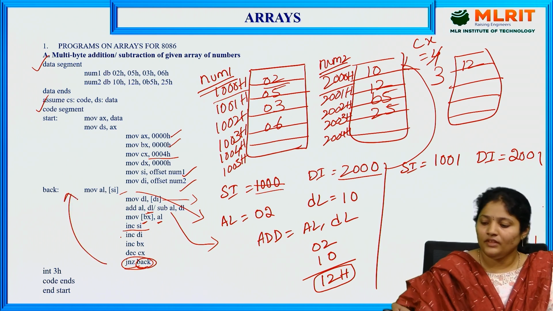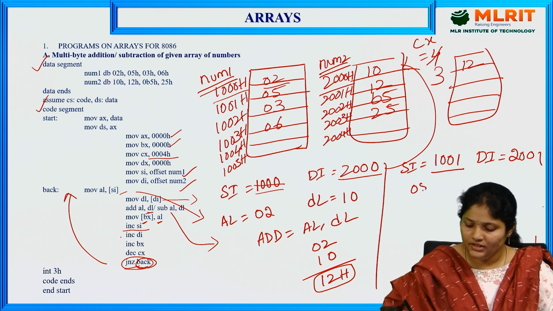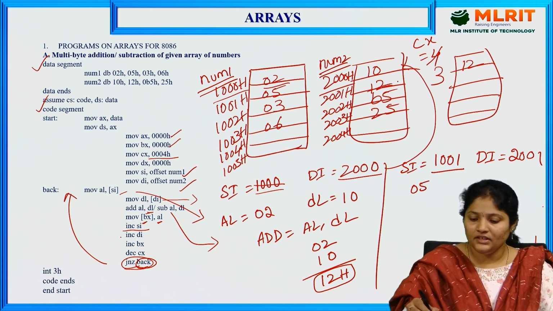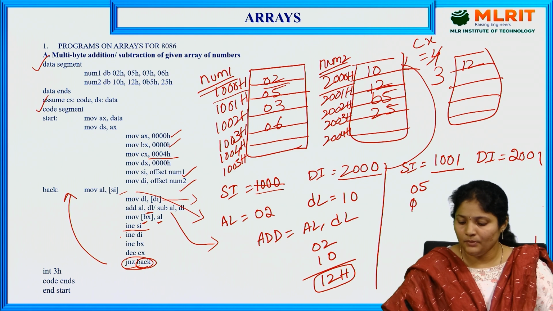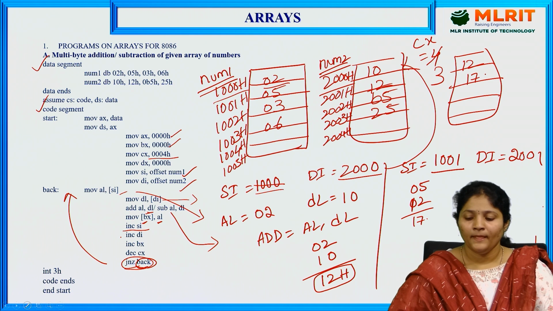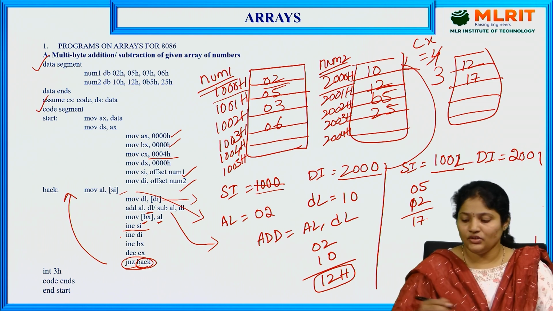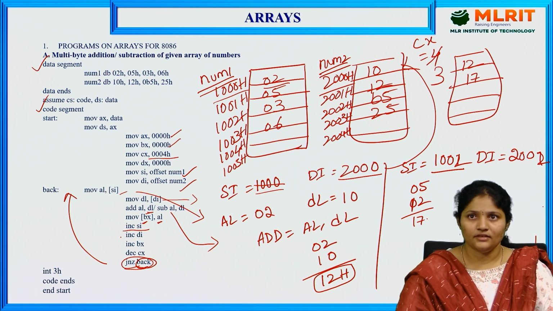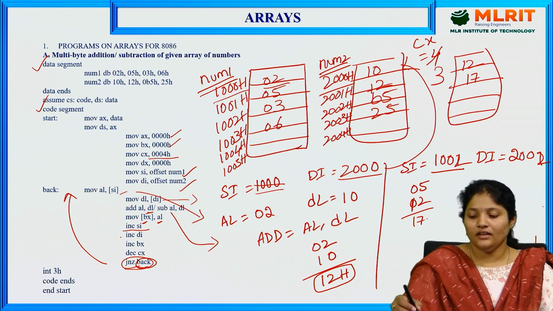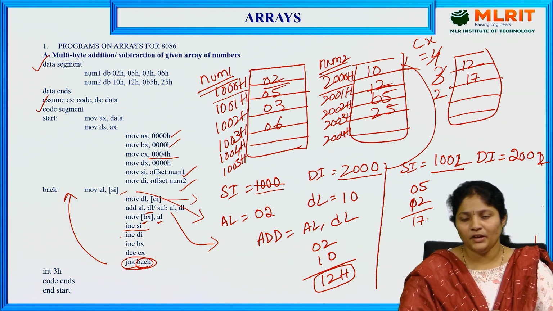So now the data present in 1001, which is nothing but 05, and the data present in 2001, which is nothing but 12, will get added, and this particular data will be stored in that memory. And next again, SI will be decremented to the next location, DI will be decremented to the next location. Now the CX register will be decremented by 1 because 2 digits in particular arrays have been performed.